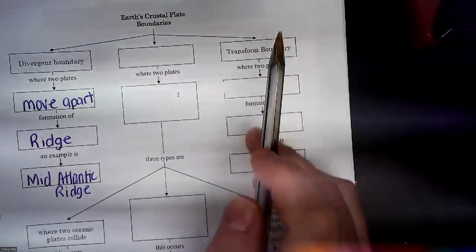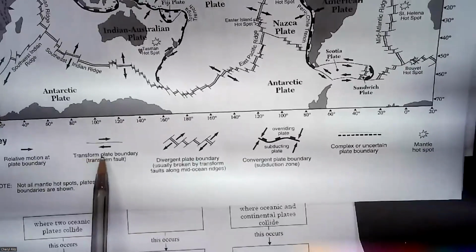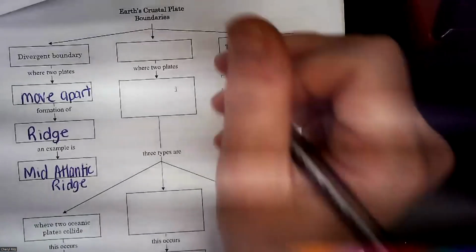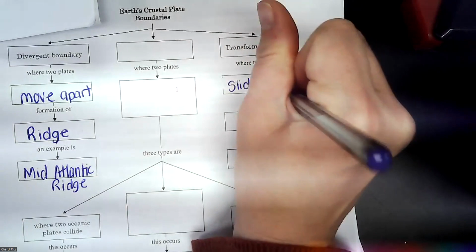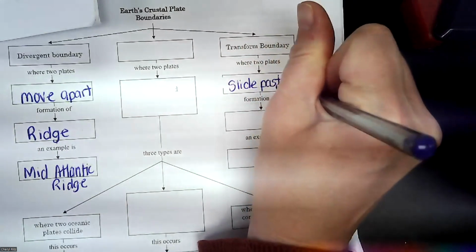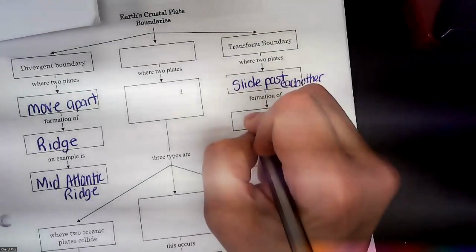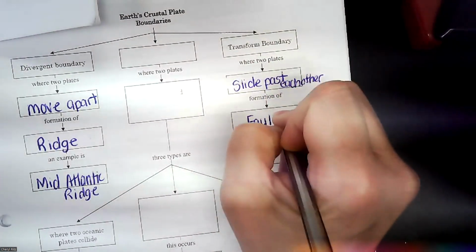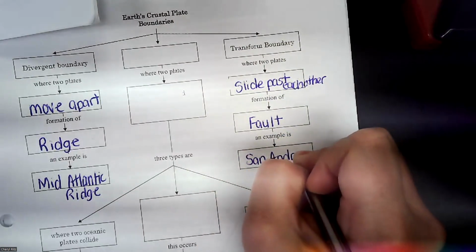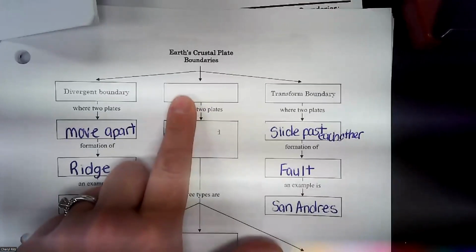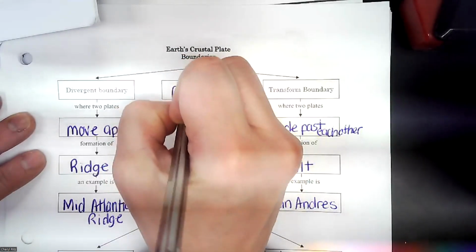And then we could go to transform plate boundaries. What happens at transform plate boundaries? Everybody's talking. Slide past each other. And that forms a fault. The most famous example is the San Andreas. That left the only one missing. So we had divergent, we had transform, we were missing convergent.